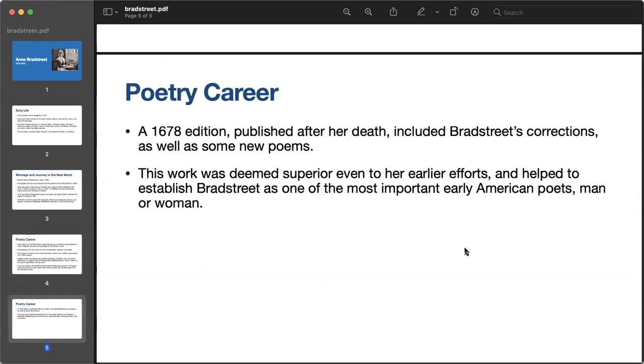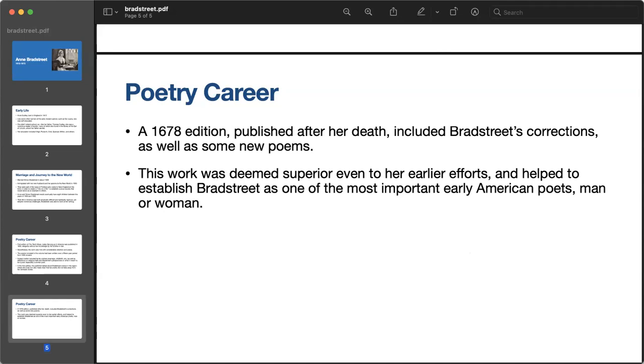A 1678 edition was published after her death. It included Bradstreet's corrections, as well as some new poems. And it's really in this volume, the 1678 volume, the later volume, that we see her development as a poet. This work is deemed superior even to her earlier efforts, the revisions, the constant work she had been doing to update the poems, and the new ones she included really do establish her as one of the most important early American poets, whether we're talking about men or women.